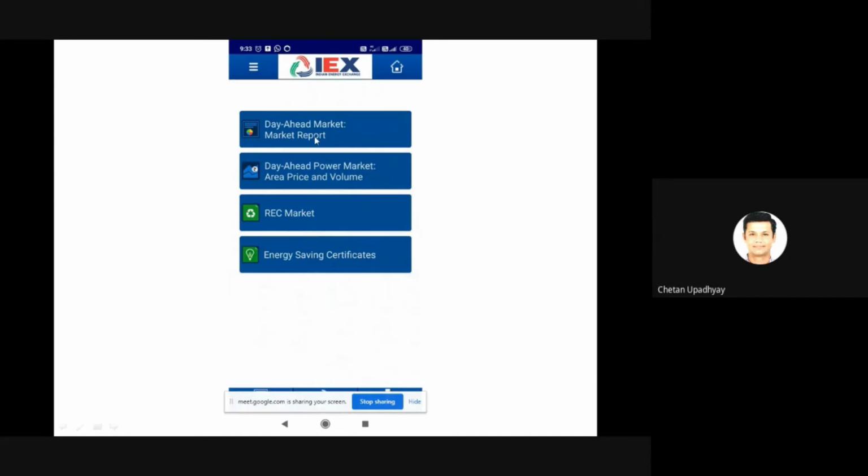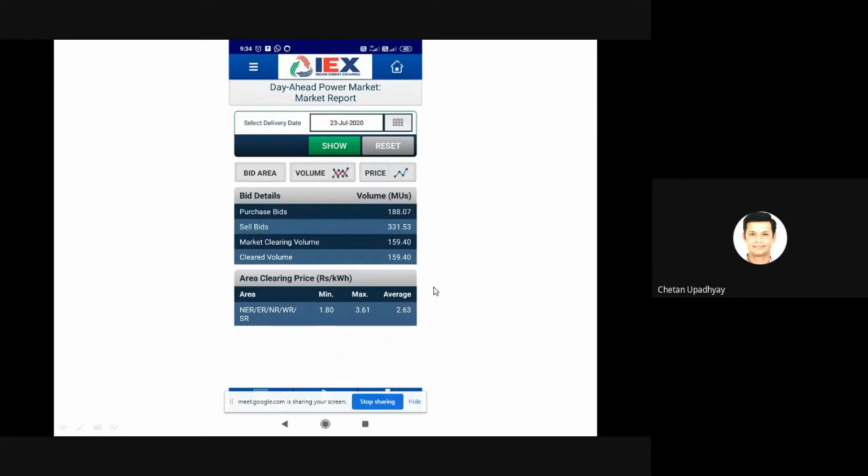That means the person dealing with the daily market, the person dealing area wise, the person dealing with renewable energy certificates, and the person dealing with energy saving certificates can access this and participate in it. But if I click on day ahead market, it shows me this in the app.